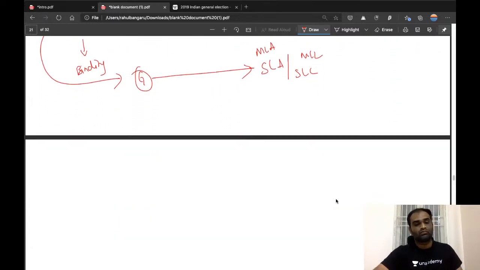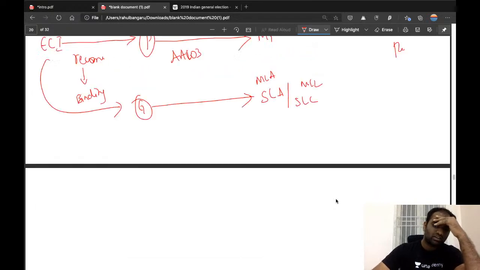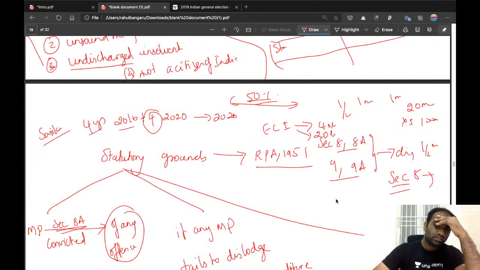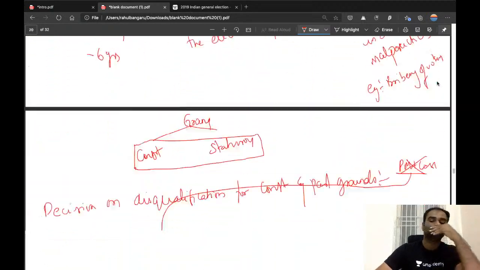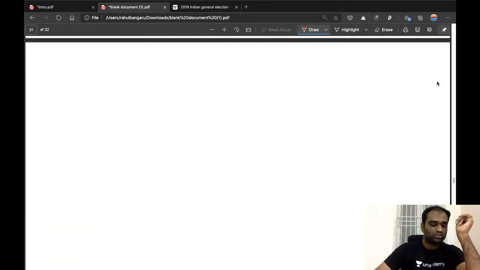Okay, everyone, did you understand this part? So far we have discussed disqualification on constitutional grounds as well as statutory grounds. If you have understood these two parts, please say so, or if you have any doubts so far, please say so. I'll give you 1 minute to ask your doubts. After that, we are moving on to the next part, that is anti-defection law. In the next part, we will be discussing anti-defection law. So if you have any doubts so far, please ask.